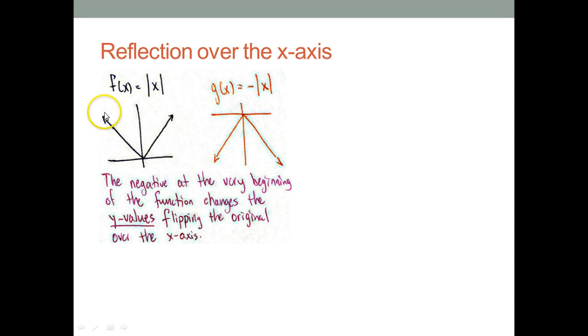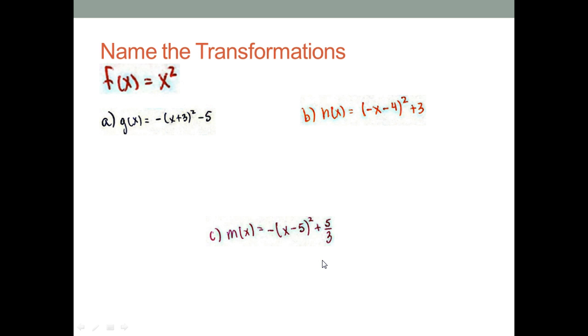So here in f of x, you see these y values are all positive. But on the x-axis here, we see that the y values are negative. So it has flipped the graph over the x-axis, which is reflection over the x-axis. So that's just a negative in front of the entire function. So let's name those transformations. Let's take a look at g.